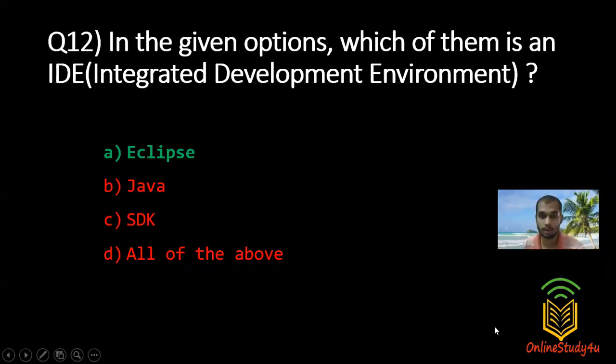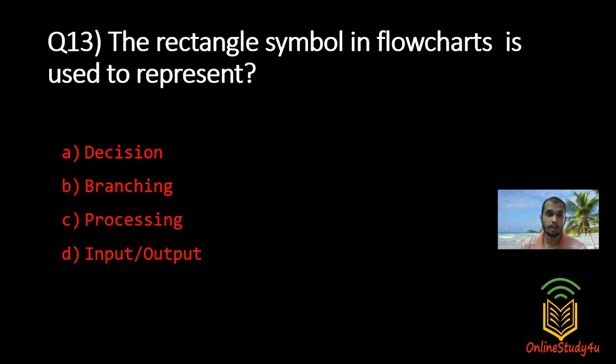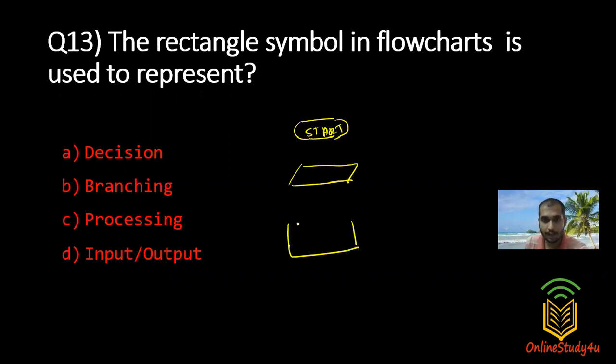Question 12, option A. The next question is the rectangle symbol in flowchart is used to represent decision making, branching, processing, input output. There are different symbols, right? One of the symbol is this. Right? This is actually used to start and stop the flowchart. We just saw a question about a parallelogram that looks like this. So the rectangle symbol is actually used for processing.